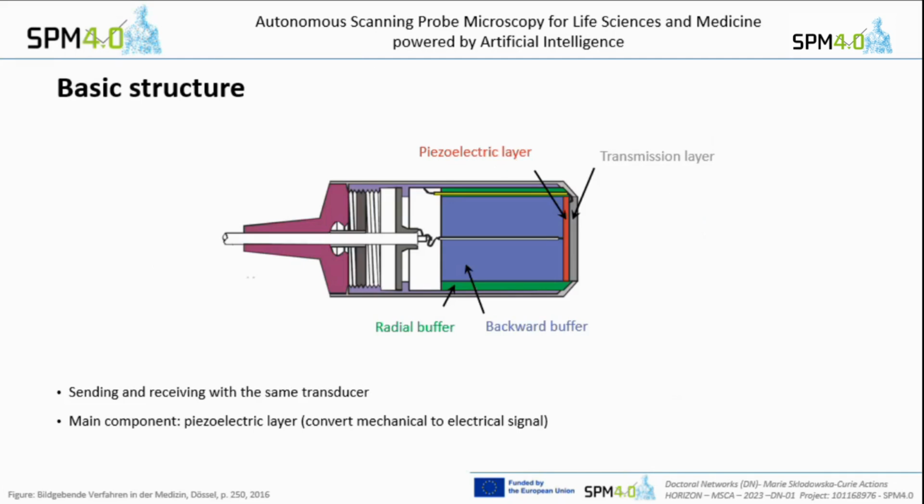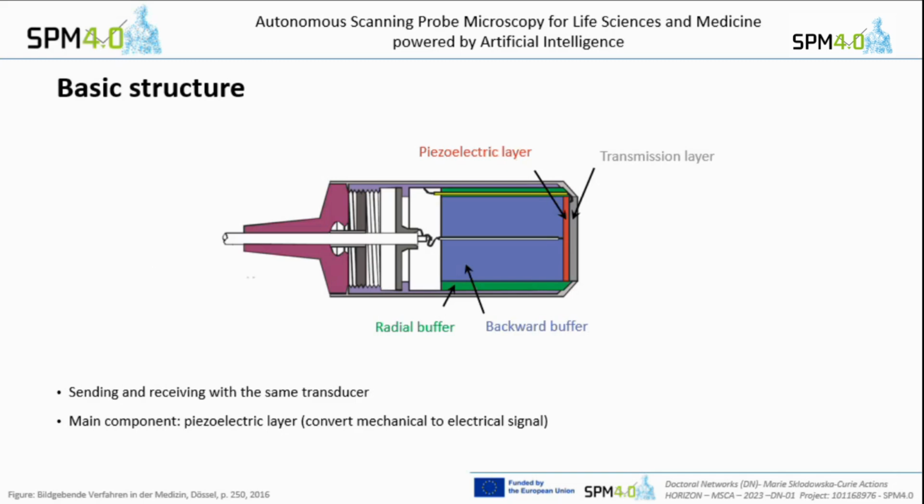So this is how it looks in a really, really simplified way. The most important one is the piezoelectric layer. This is used to convert mechanical energy to electrical signals and vice versa. And a transmission layer to transmit the waves directly to the body. We have some buffer to avoid unwanted vibrations and noise.